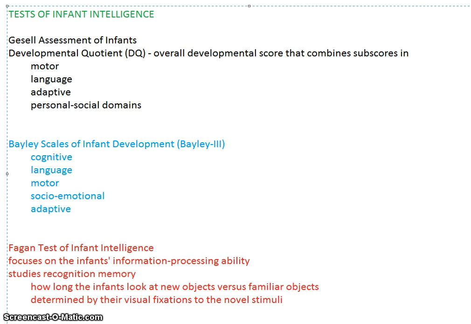So the Fagan, information processing, Bailey, 5 subscales, Gesell, the original one, 4 subscales, everything the Bailey measures minus the cognitive component. So those are the 3 infant tests, and again, in class we'll go over, do they actually predict anything? Should you be measuring infant intelligence? All those messy implications.